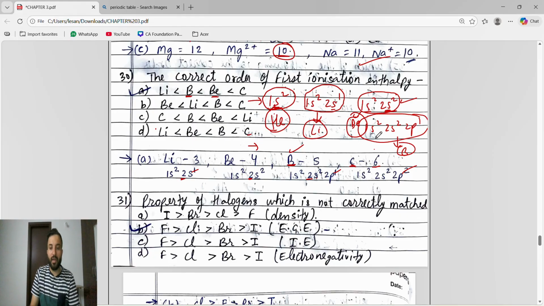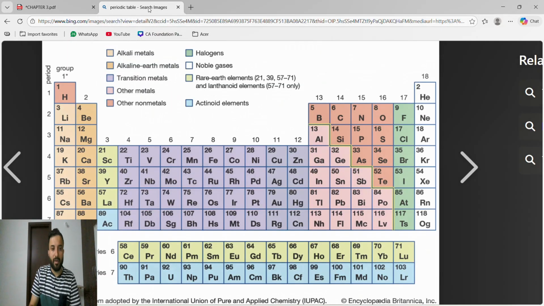Now from here we will see the same thing again, guys. Helium will be more because it is along the period, at the end, helium. Then after that helium, what is that? Lithium, beryllium, boron.